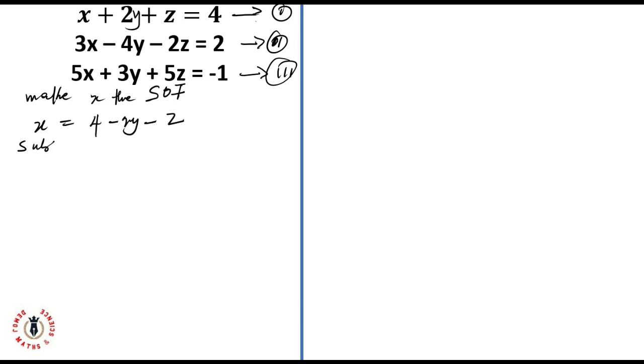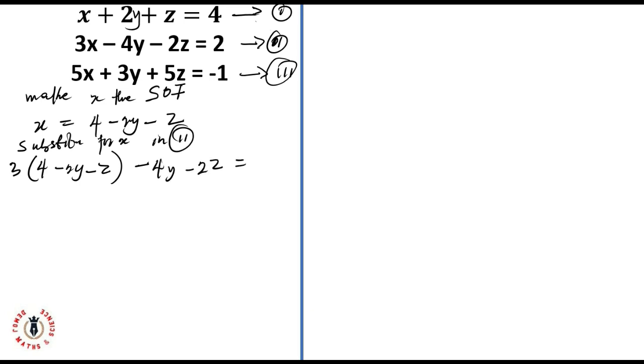We're going to substitute for x in equation 2. So my equation 2 now becomes 3 into 4 minus 2y minus z, minus 4 minus 2z is equal to 2. So 3 times 4, that's 12, minus 6y, I'm opening this bracket, minus 3z minus 4y minus 2z is equal to 2.